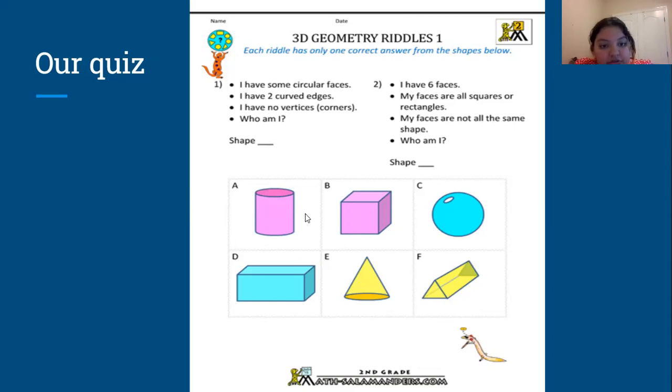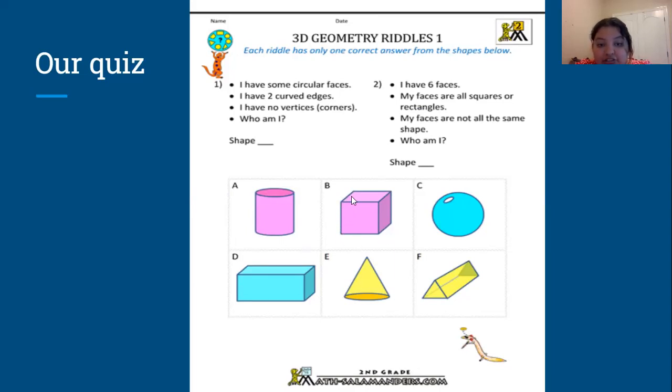So we go through the list. So here we have, here's this one. It's a cylinder. Here we have a rectangle, a cube. Here we have a sphere. Here we have a rectangular prism. Here we have a cone, and here we have a triangular prism. So we're going to go through all of this. So we're going to have these have two lines, two edges, and then it has a face here and a face on the bottom, but we can't see it, but there's two faces, correct? It's a circular face. Now let's move on to the second one. There's no corners on this one.